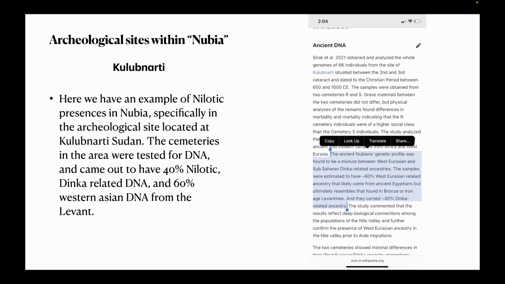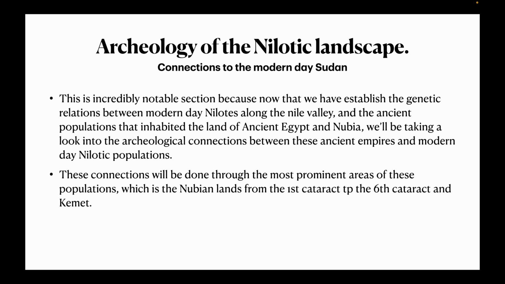There were two cemeteries that were excavated: the R cemetery and the S cemetery. Kulubnarti is an island within the Nile, in a very northern part of Sudan. Anyways, moving next, we're looking at the archaeology of the Nilotic landscape. When I say Nilotic in this context, I just mean the Nile Valley. It's a notable section because of the established genetic links between modern-day Nilotes along the Nile Valley and populations that inhabited the land of ancient Egypt and Nubia. We'll be taking a look into the archaeological connections to the modern Nilotic populations.